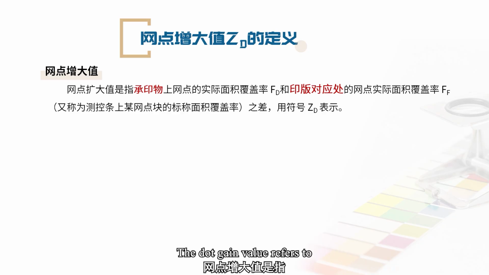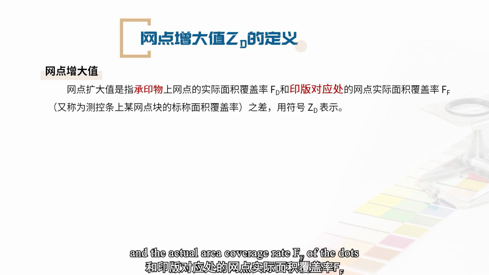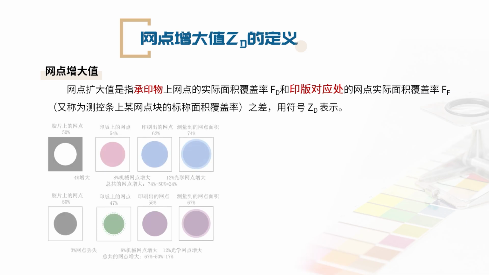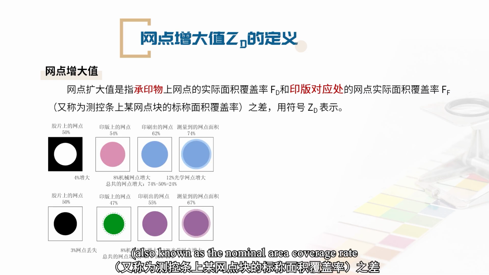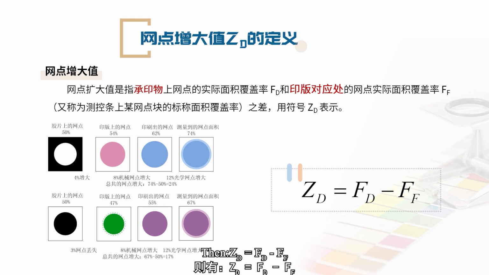The dot gain value refers to the difference between the actual area coverage rate FD of the dots on the substrate and the actual area coverage rate FF of the dots at the corresponding position on the printing plate, also known as the nominal area coverage rate of a certain dot block on the control strip, represented by the symbol ZD. Then, ZD equals FD minus FF.